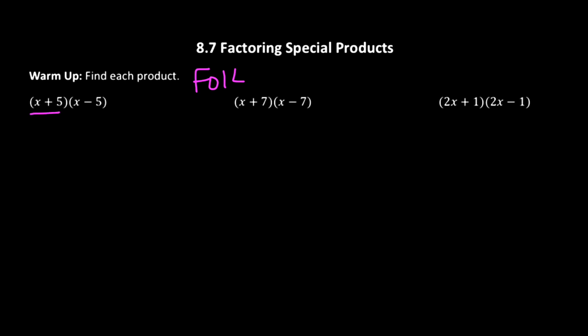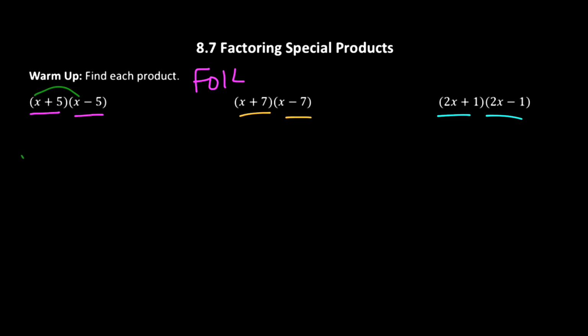I have an x plus 5 times an x minus 5. I have an x plus 7 times an x minus 7. And then lastly, I have a 2x plus 1 times a 2x minus 1. So what's in my parentheses looks pretty darn similar between each binomial. The difference is just the sign in the middle. So let's go ahead and see what happens when we actually go through and FOIL it.